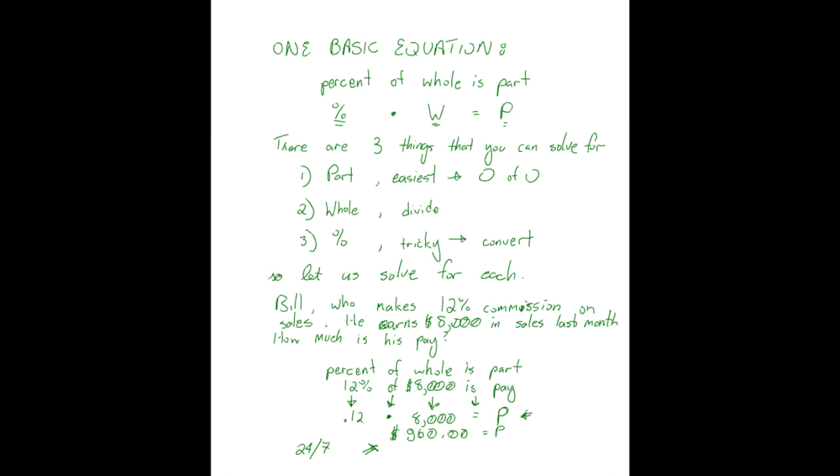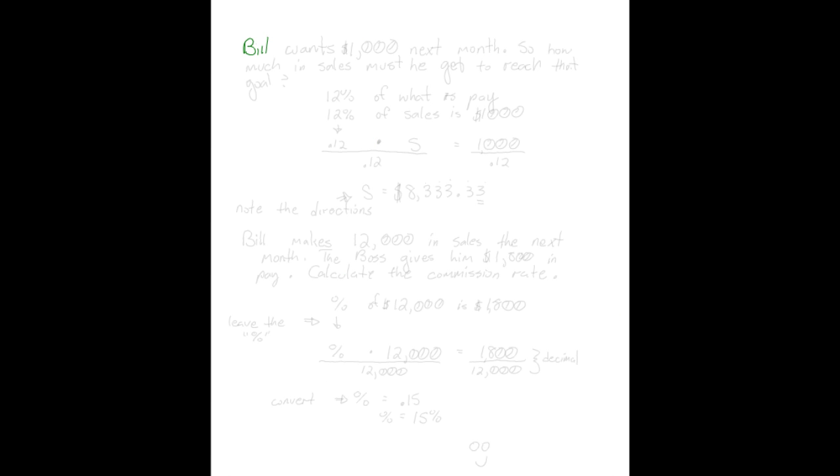And so I want to go on to a second example. Let's say that Bill isn't happy, and so Bill wants at least $1,000 in his paycheck next month, right? So you earned $960. He wants to shoot bigger, so he wants $1,000 next month. All right. So how much in sales must he get to reach that goal?